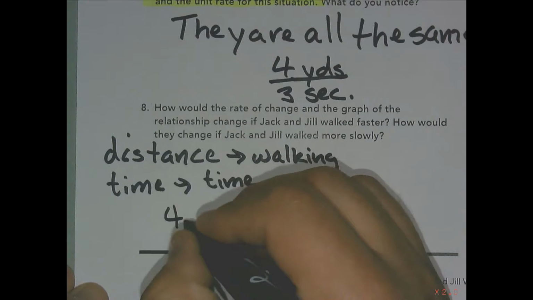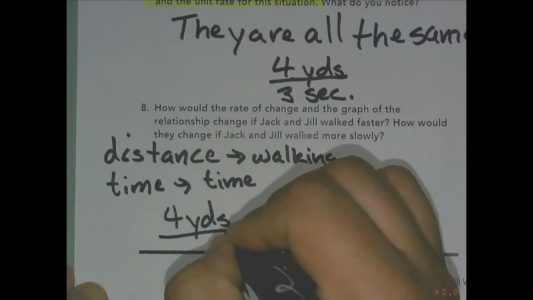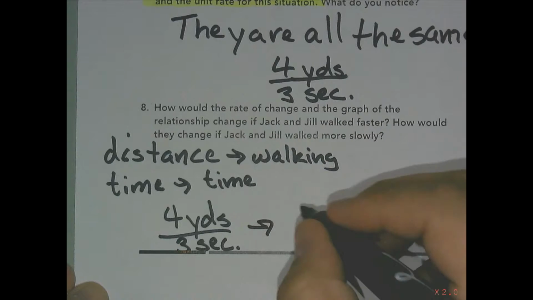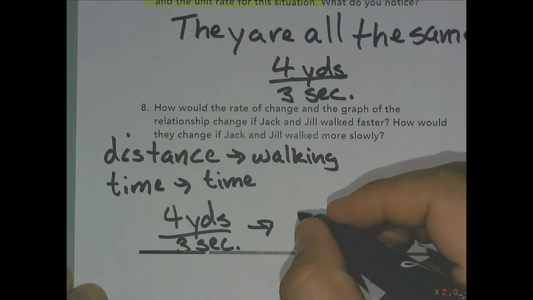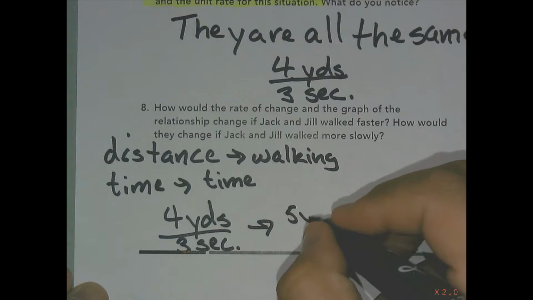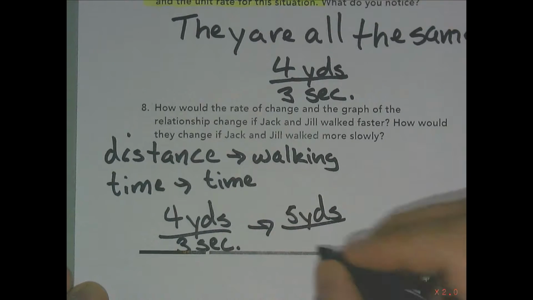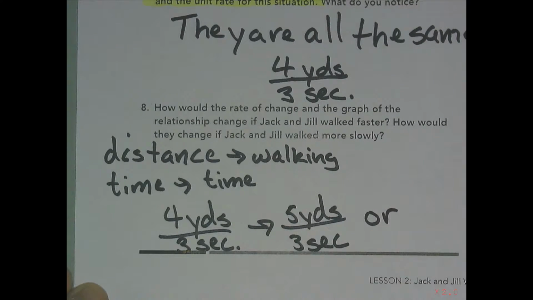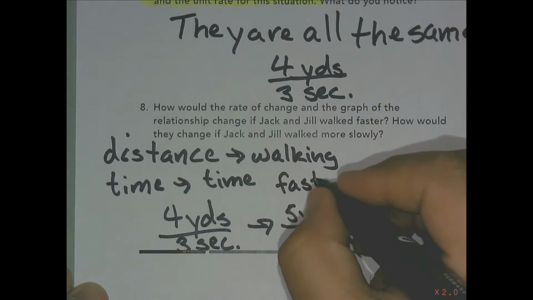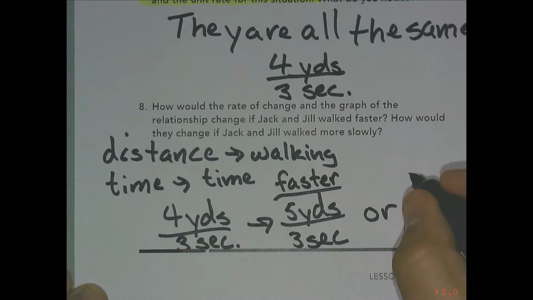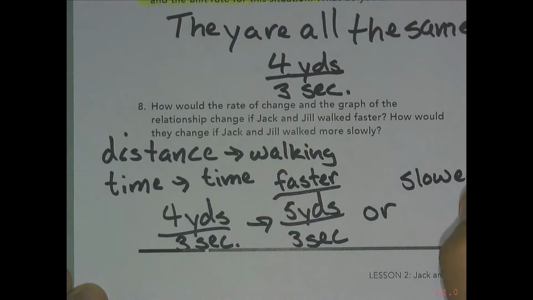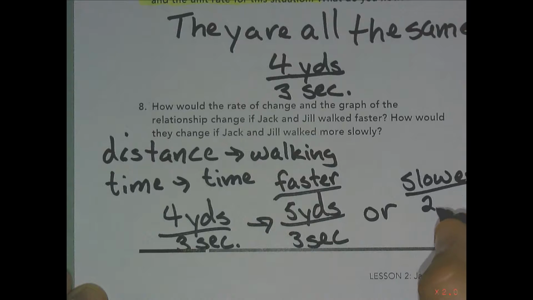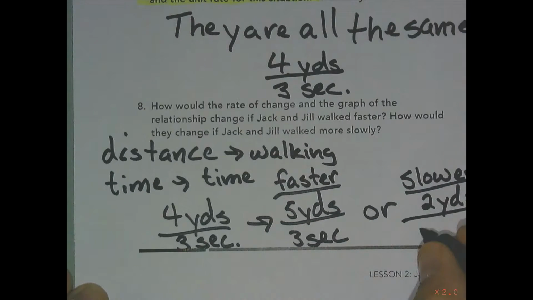So when we say 4 yards per 3 seconds, what happens if I increase the speed? Let's say I do 5 yards to 3 seconds. How would that change the graph? Or slower. So this would be like faster. And I'm using a number, or slower. Slower would be less than 4. So what could I put down for slower? How about 2 yards per 3 seconds?